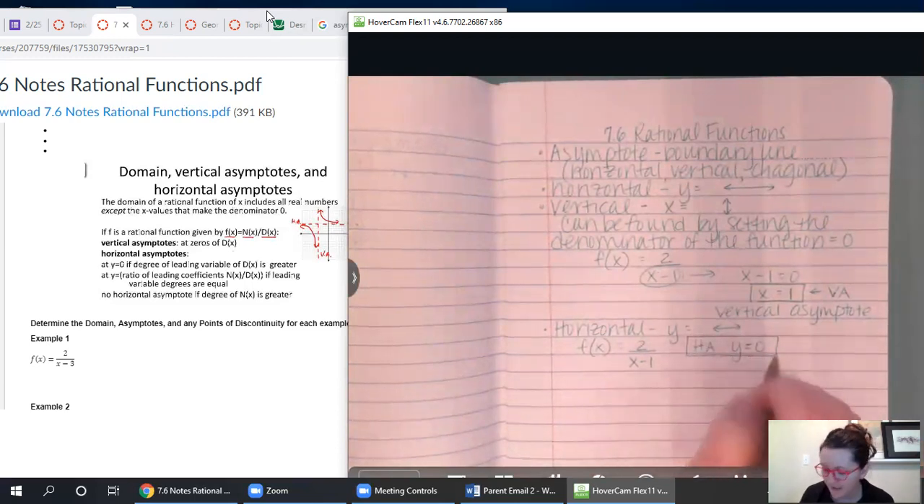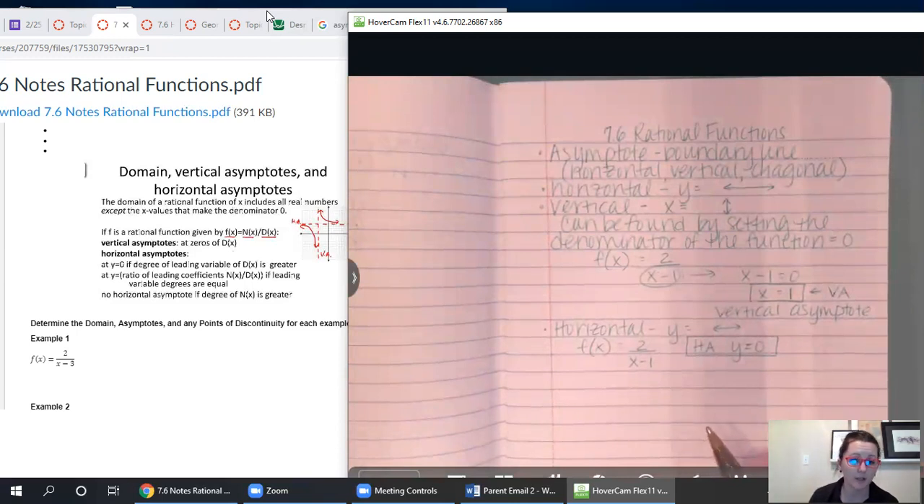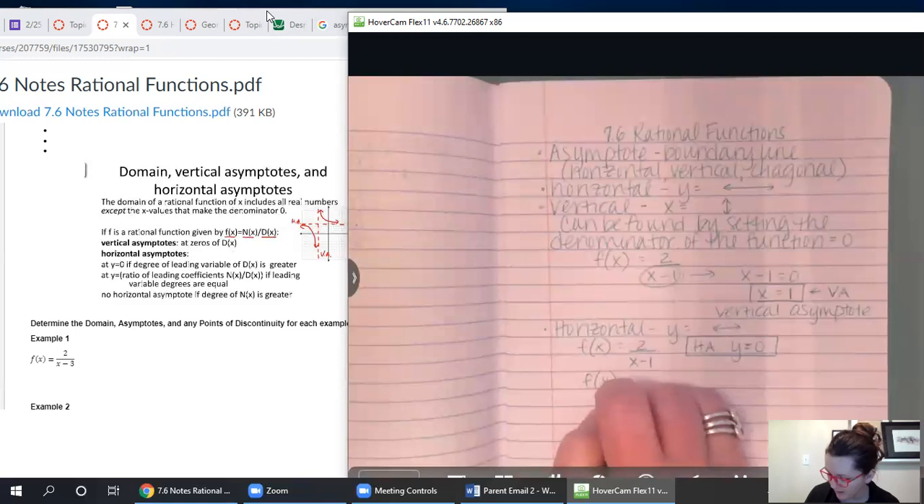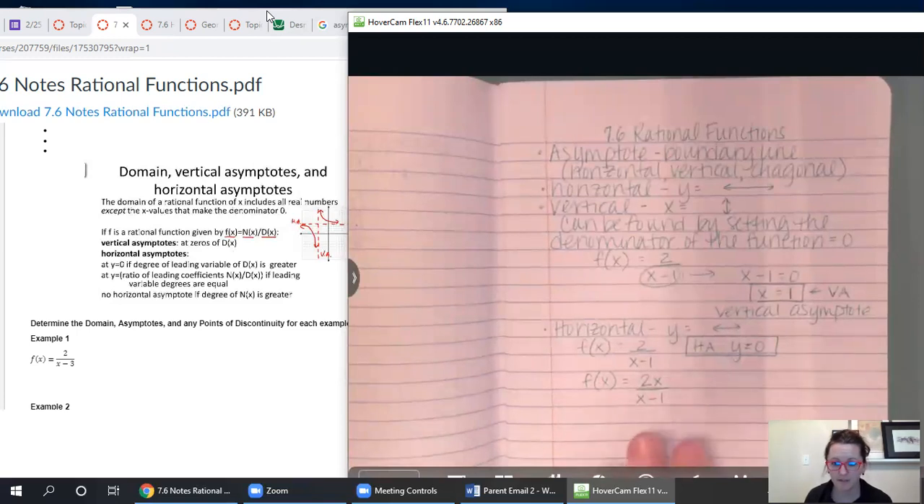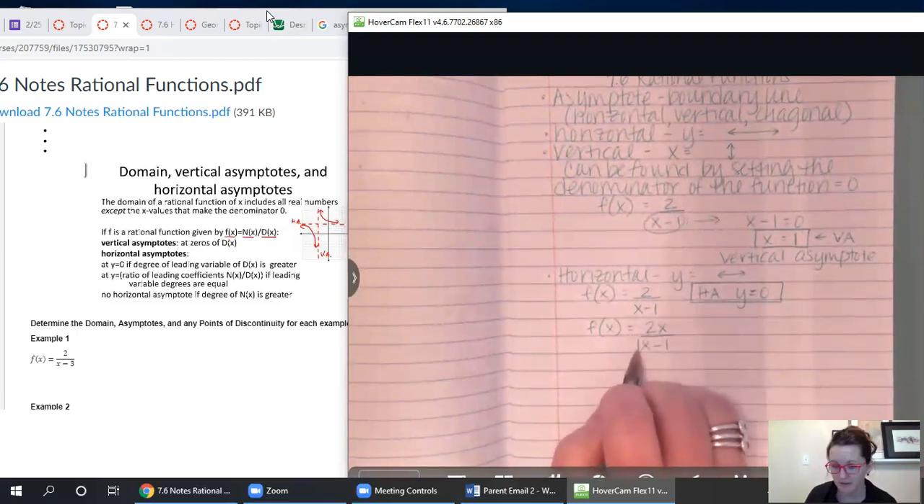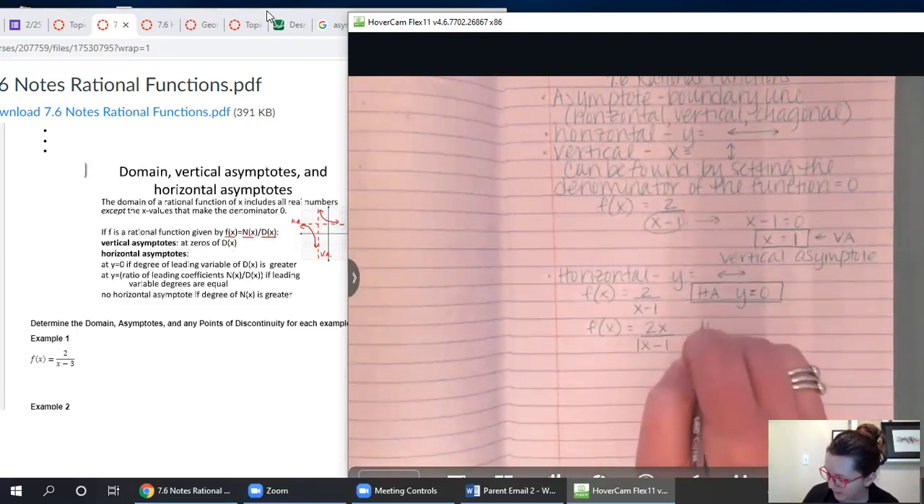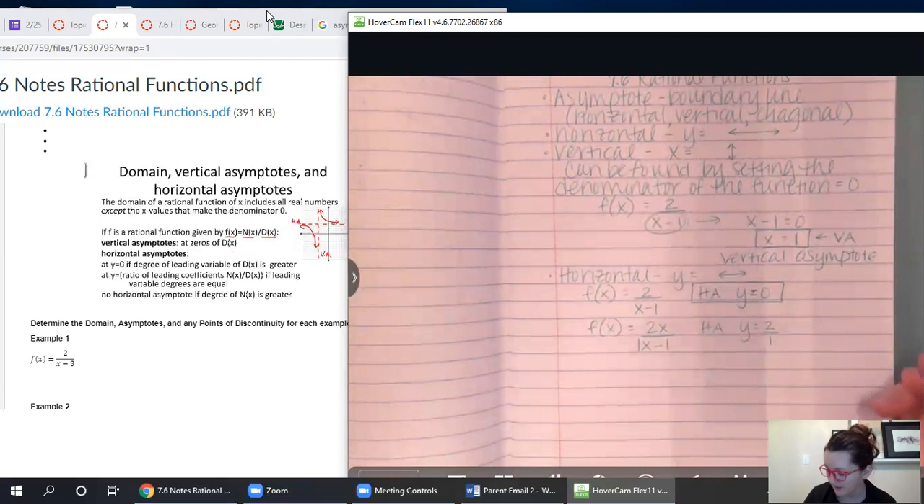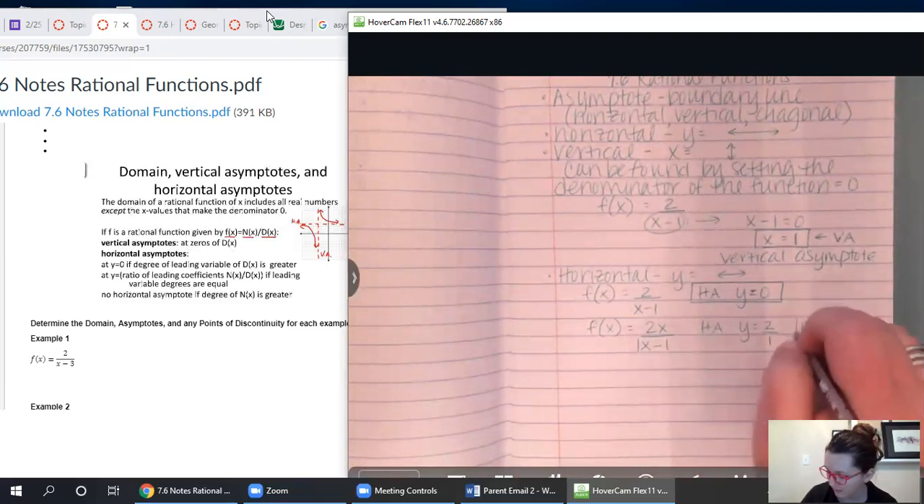So let's look at my next note. It says the asymptote is at y equals the ratio of the leading coefficients if the leading variable degrees are equal. So let's see what that would look like. If my degrees are equal, that would look like this. If this was 2x and the denominator is x minus 1, see how the degree of my numerator is 1 and the degree of the denominator is also 1. So that means my leading coefficients, where this is 2 and this is 1, my horizontal asymptote is y equals that ratio of 2 divided by 1. In this case, it would just be 2, right?